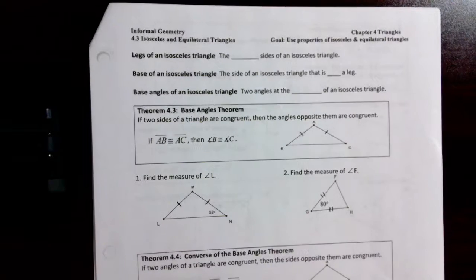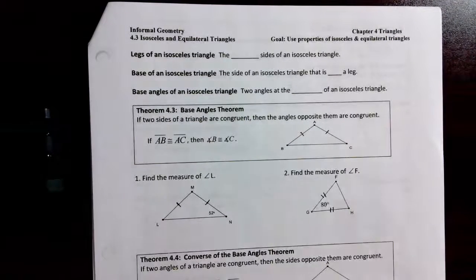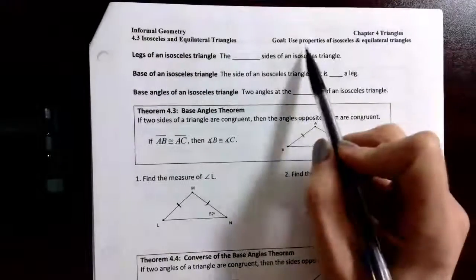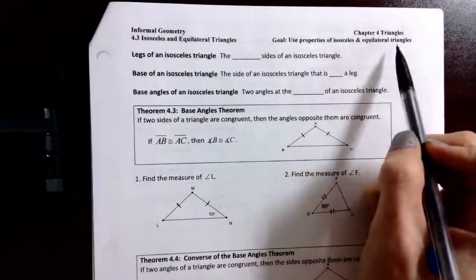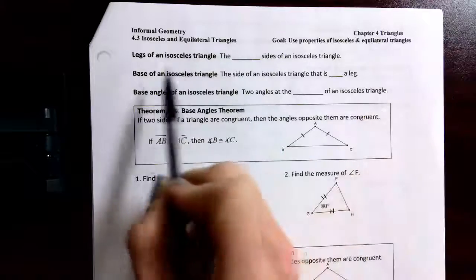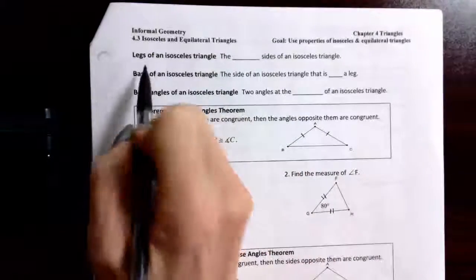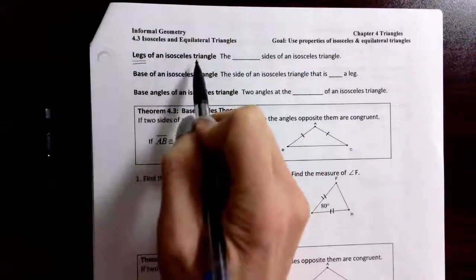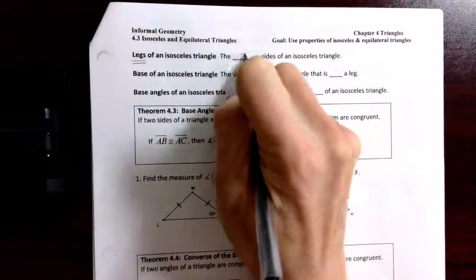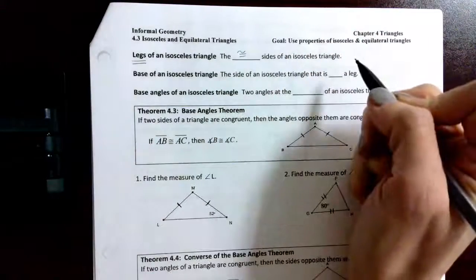Okay, today we talk about isosceles triangles and equilateral triangles, and our goal for today is to use the properties of isosceles and equilateral triangles. So we talk about the legs of an isosceles triangle. Leg is the vocab term. The legs of the isosceles triangle are the congruent sides of the isosceles triangle.